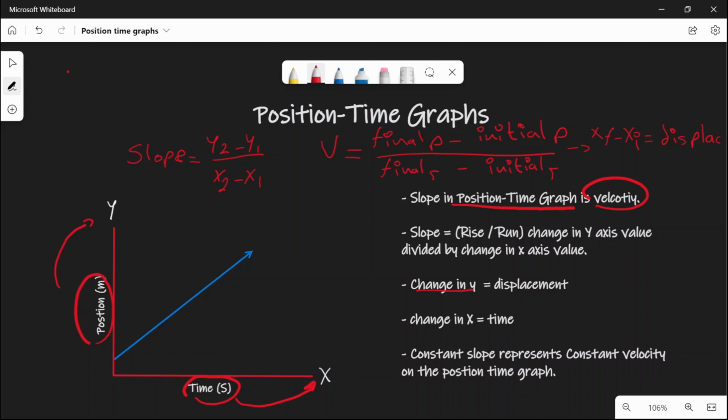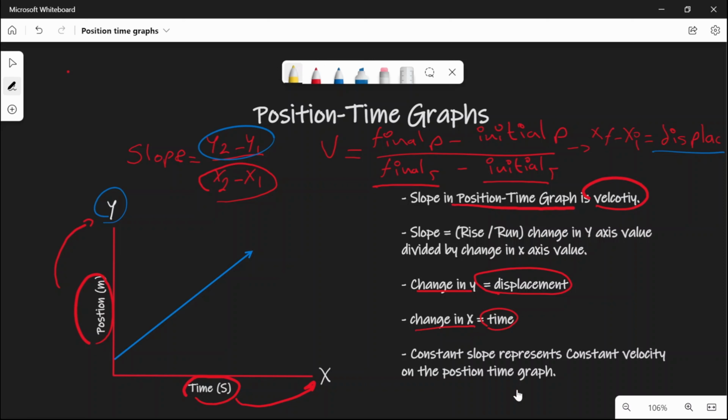So the change in values of y is equal to the displacement in the position time graph, because if we had a look at a slope in a position time graph, the slope is equal to y2 minus y1, and that's the change in the y values. So the change in the y values in a position time graph is equal to the displacement. You should also know that the change in x is equal to time, because the change in the x values in a position time graph is the same as the difference between the final time and the initial time.